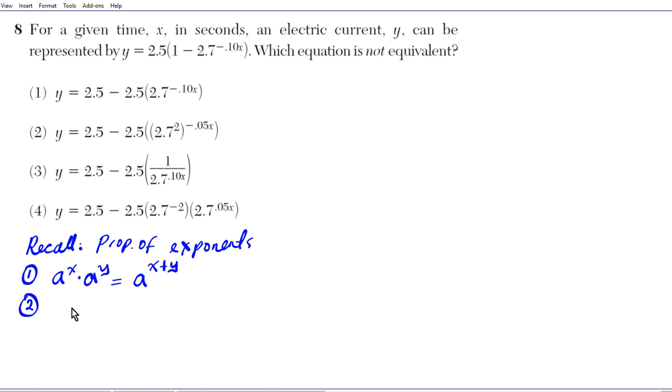How about if you have a power raised to a power? This is known as the power of a power property of exponents. In this case, you just multiply the exponents. When you have products of powers, you add the exponents. When you have the power of a power, you multiply the exponents.